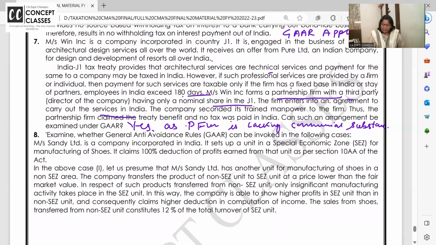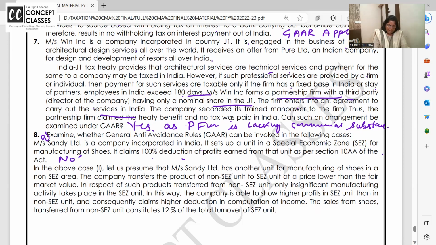Examine whether GAAR can be invoked in following cases. इसको A part कर देते हैं. Sandy Limited is a company incorporated in India. It set up SEZ zone and it claims 100% deduction.